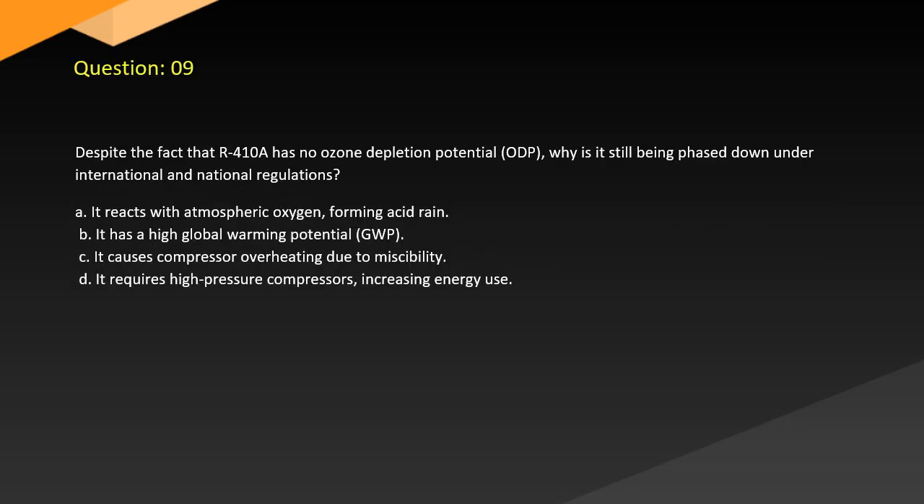Question 9. Despite the fact that R-410A has no ozone depletion potential, why is it still being phased down under international and national regulations? A. It reacts with atmospheric oxygen, forming acid rain. B. It has a high global warming potential (GWP). C. It causes compressor overheating due to miscibility. D. It requires high-pressure compressors, increasing energy use.